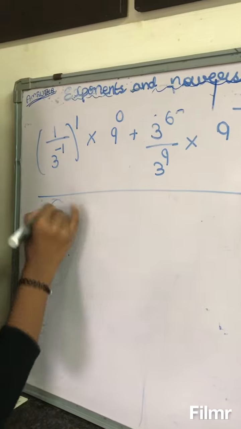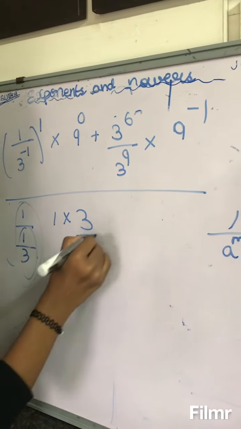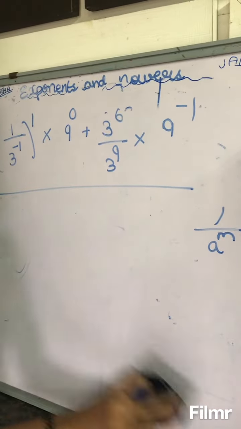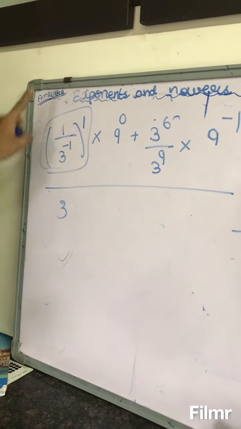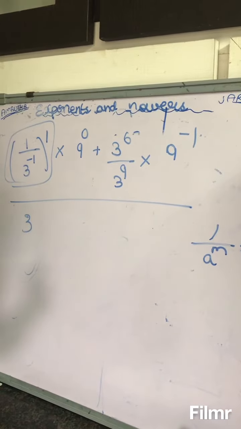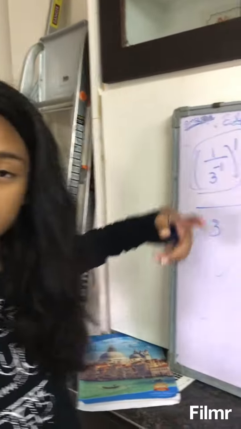So how to divide this? Take the reciprocal of the second number. So this whole value is 3. Then 3 into 9 to the power of 0. We learned that a to the power of 0 is equal to 1. So any non-zero integer to the power of 0 is equal to 1.